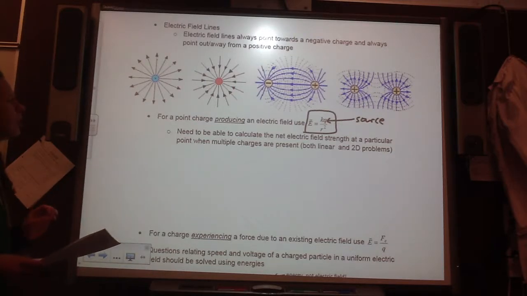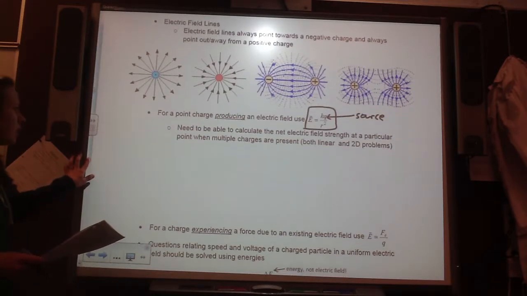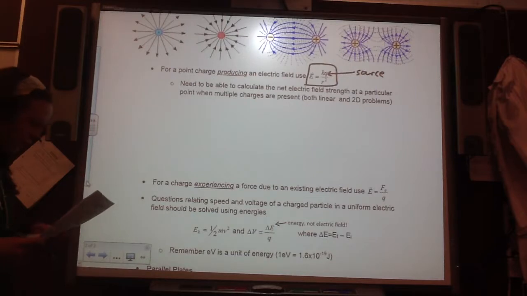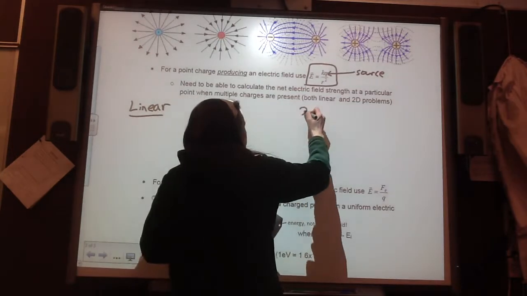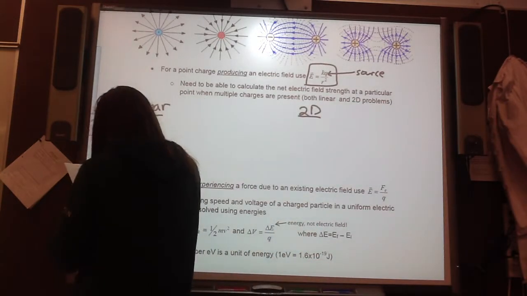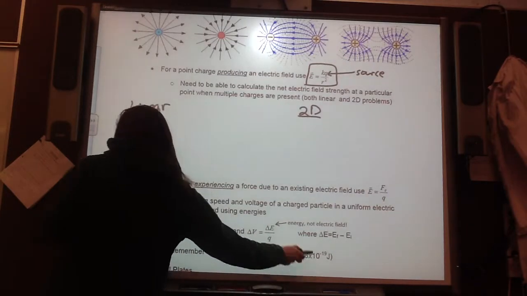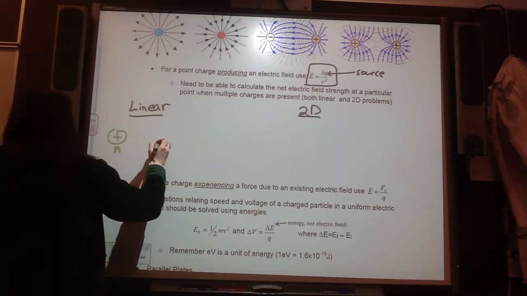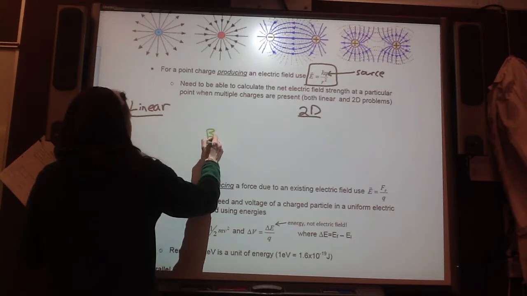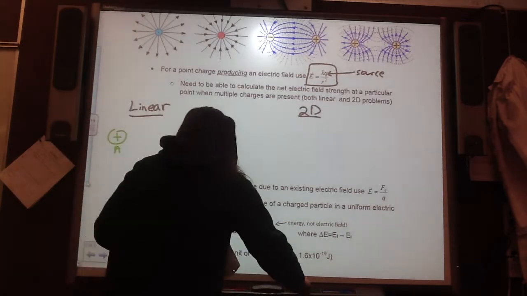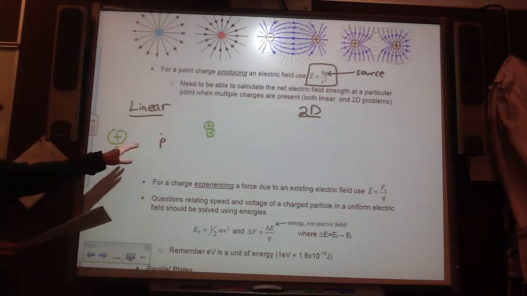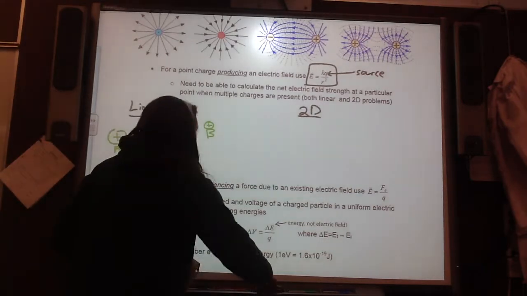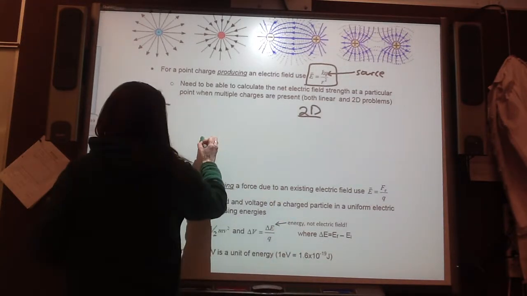Now, you need to be able to calculate net electric field strength at a particular point when multiple charges are present, both linear and 2D problems. So let's do an example of each. We have our linear and our 2D. So say here we have A is positive and B is positive, and let's say there is point P in the middle. What is the electric field strength experienced at point P? I should have drawn my B kind of right in line here.